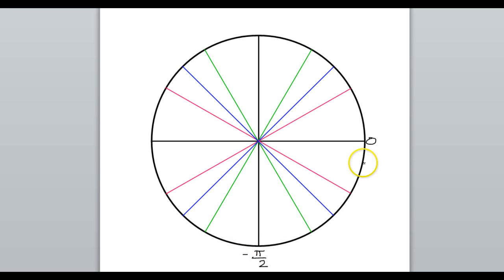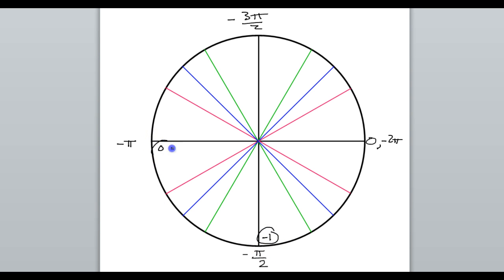Let me just redraw it. In the negative direction, I'd have negative pi over 2 here, and then this would be negative pi, and then this would be negative 3 pi over 2, and then back to the beginning I'd have negative 2 pi. Now the y value here, and I'll just do the y value, of course, is -1 right here.